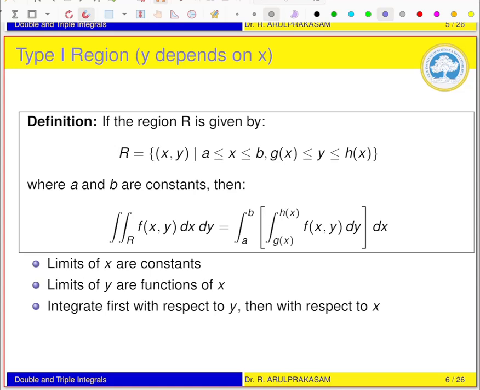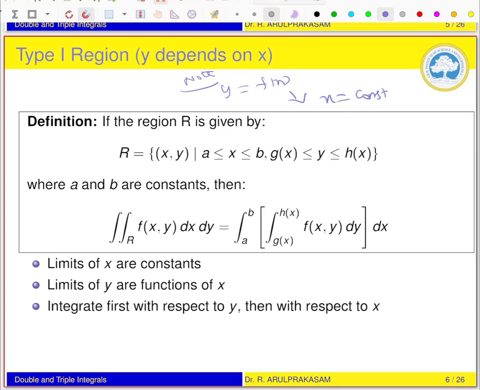Another one is where one variable may be a function and the other must be constant. Suppose y is a function of x, and x must be constant. This is another form of double integral. It is called type 1 region. So y is a function of x, and x must be constant. This is very important to note for this definition of double integral.